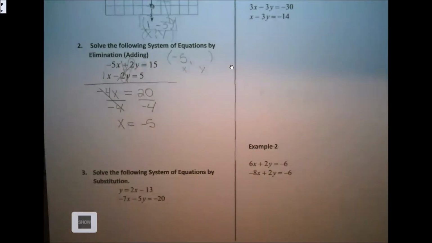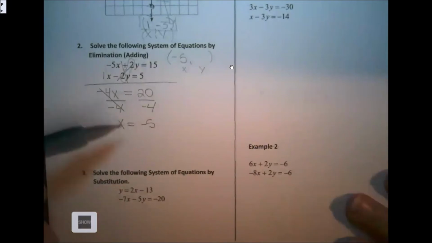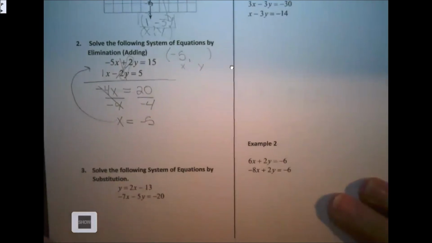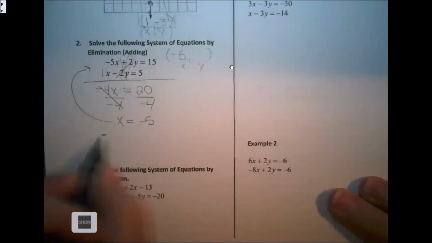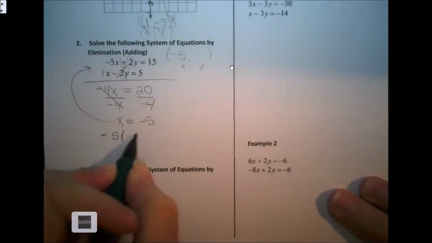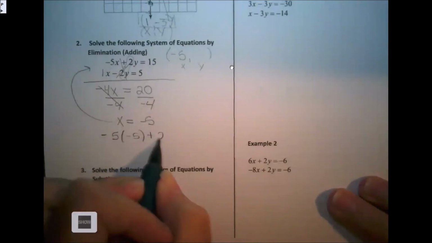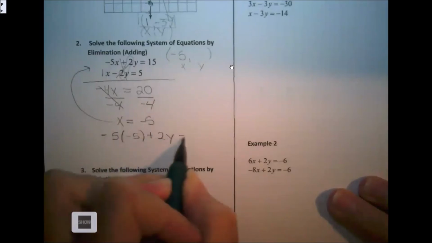So once you get that, then you've got to go back and fill in this x into one of the problems up here. It doesn't matter which one you did. Before spring break, I always had you do the first one just to keep the pattern, so I'm going to do that. I've got -5 times -5, because that's where my x is, plus 2y equals 15.